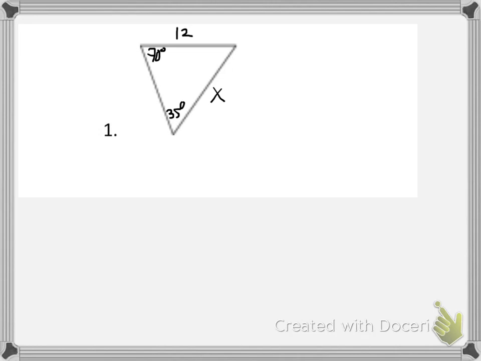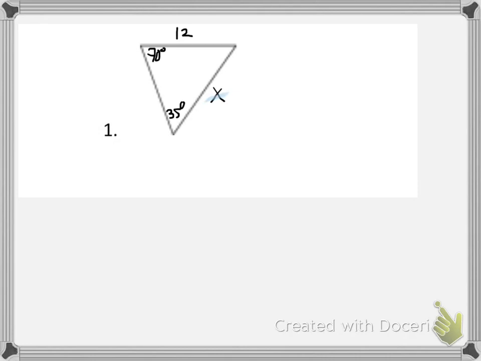So if I have this triangle here, this is not a right triangle because there are no notations that it's a right triangle. Remember, it has to have that notation there to show me that it's a right triangle. So I want to find this side x right here. The angle that is opposite of that side is going to be that 70 degrees.